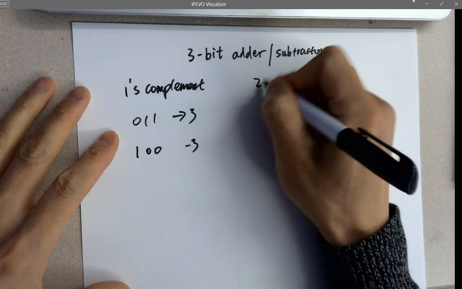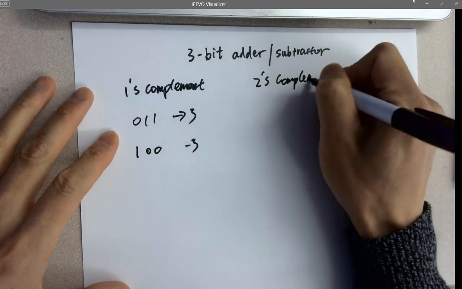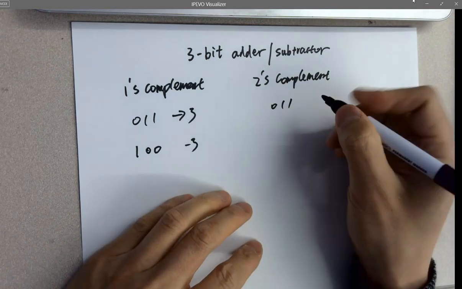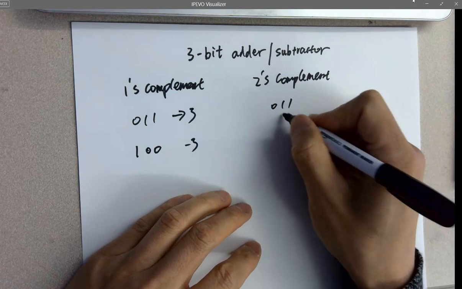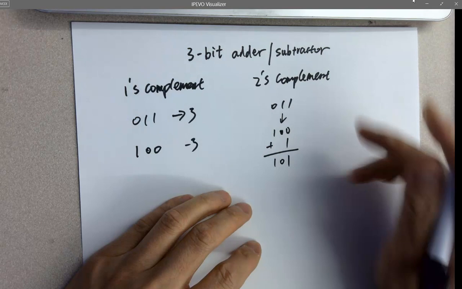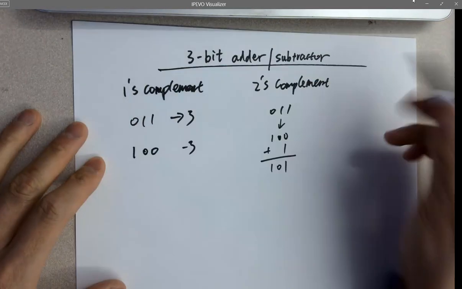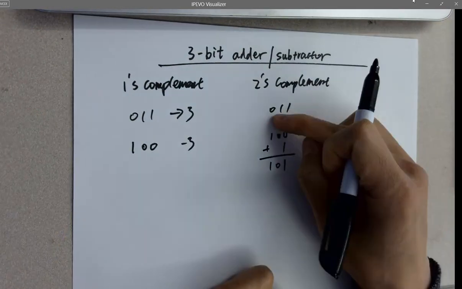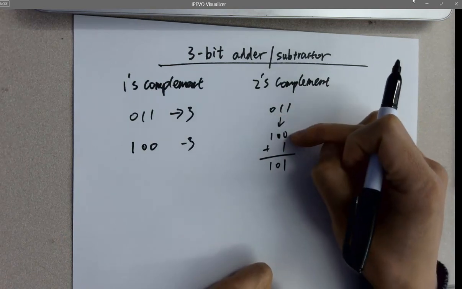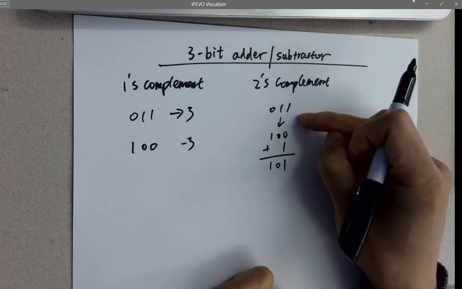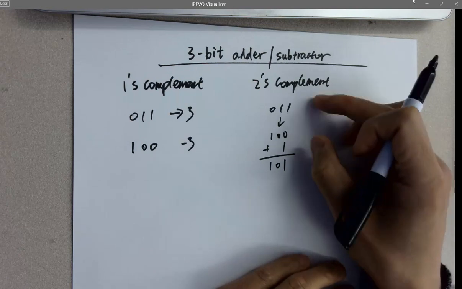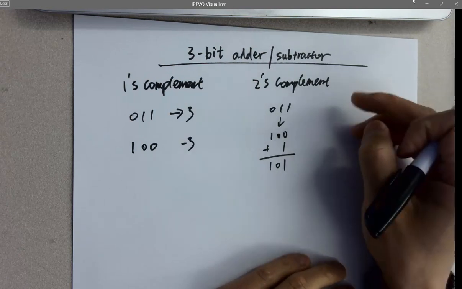But for two's complement, we flip it and also add a 1 to it. So for 0, 1, 1, it becomes 1, 0, 0 and plus 1, right? So it's eventually 1, 0, 1. So you can always use this, toggling every single bit and adding a 1 to it, to find out the negative counterpart of the number. Okay? However, it can be time consuming if the number is getting slightly bigger, for example, 4, 5, 6 bits.